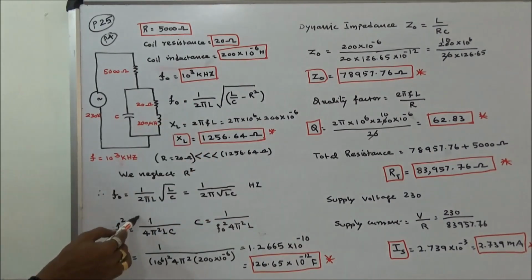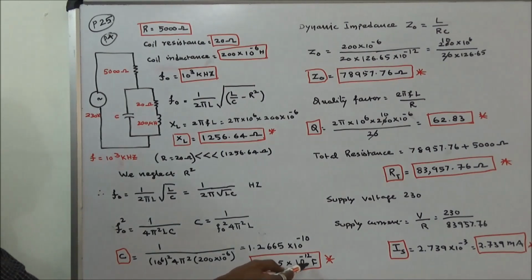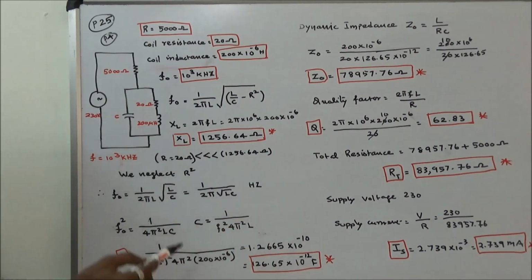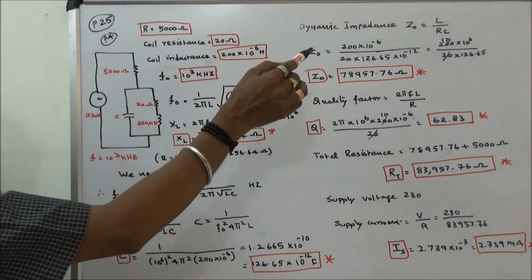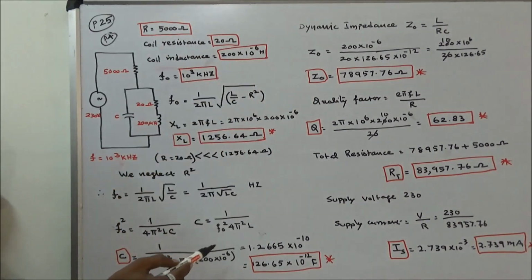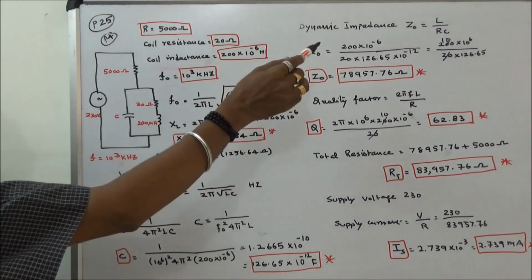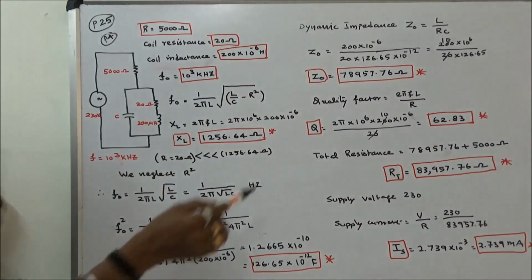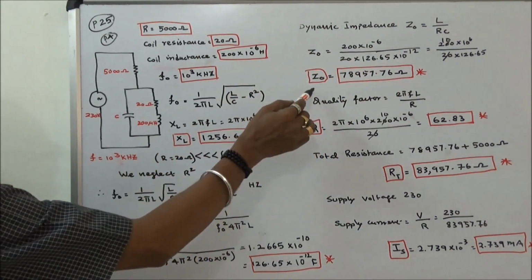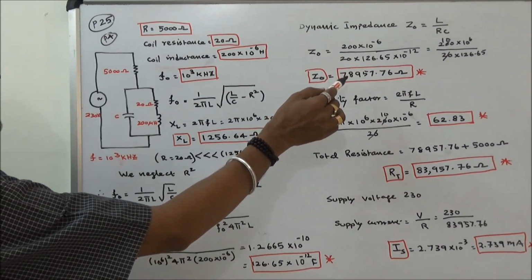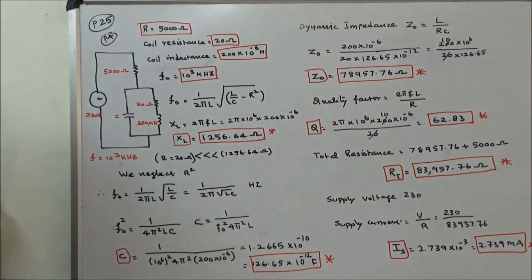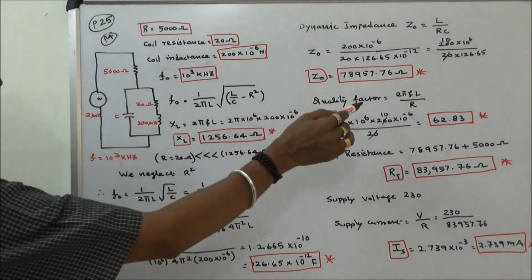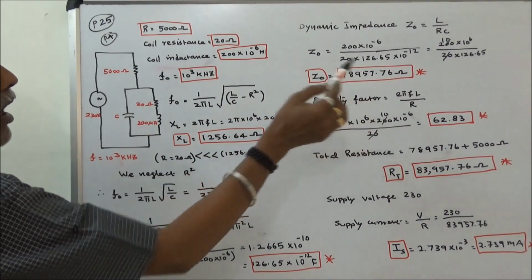So F naught squared is equal to 1 by 4 pi squared L C. We can calculate C. C is equal to 126.65 into 10^-12 farads. We know the values of L, C and resistance. Now we calculate the dynamic impedance. Z0 is equal to L by RC. Substituting all the values, Z0 is equal to 78,957.76 ohms.